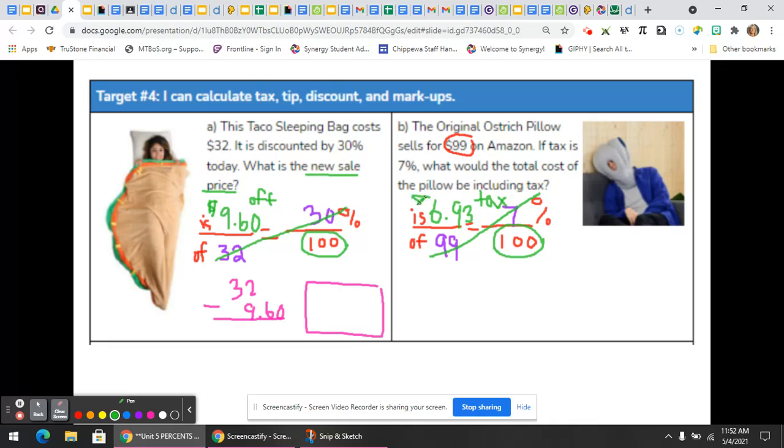So now you're not done. We have to go one more step. You need to add your total of $99 plus your tax, $6.93. Grab your calculator, finish that off. Give me your final answer.